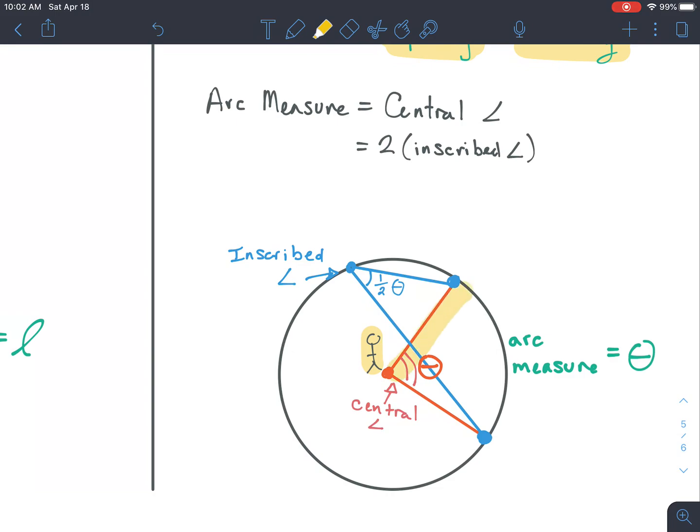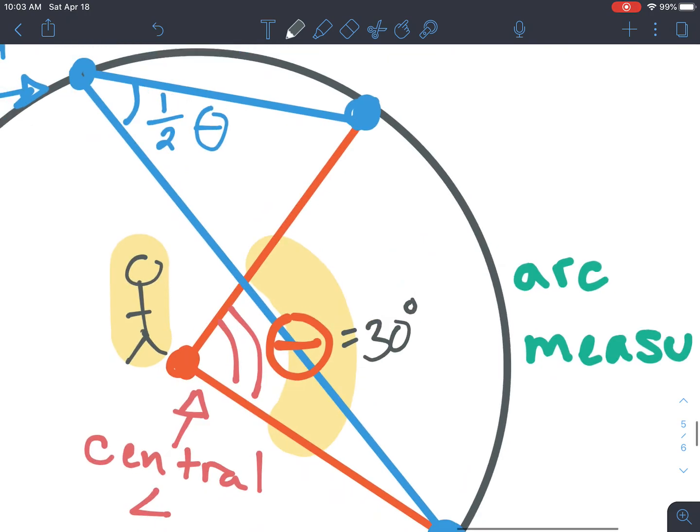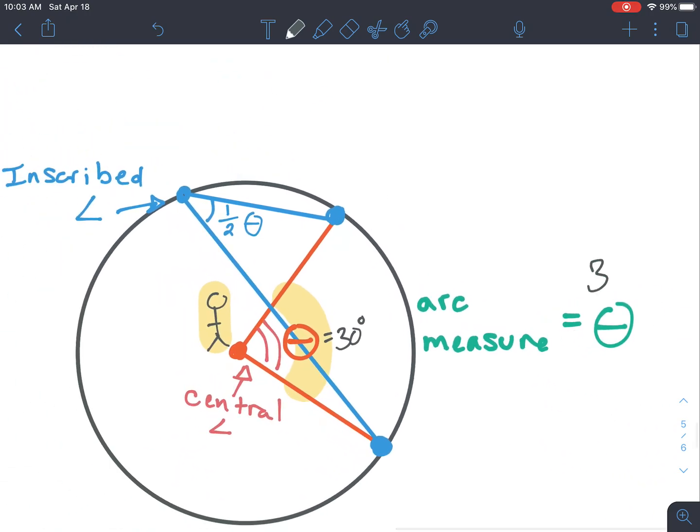You only need the central angle right here in the middle, because the arc measure and the central angle are going to be the same number. If the central angle was 30 degrees, then your arc measure would be 30 degrees.